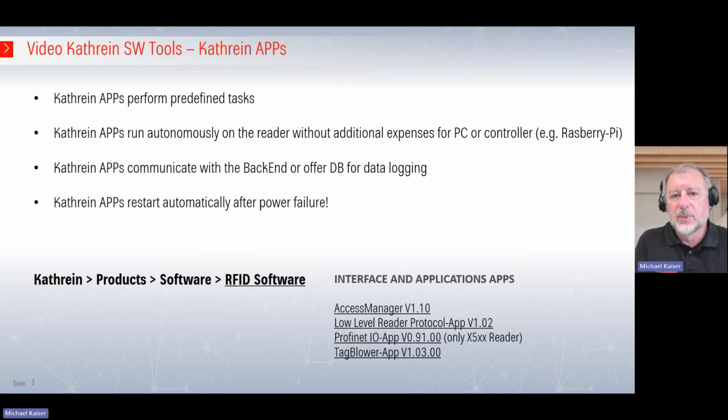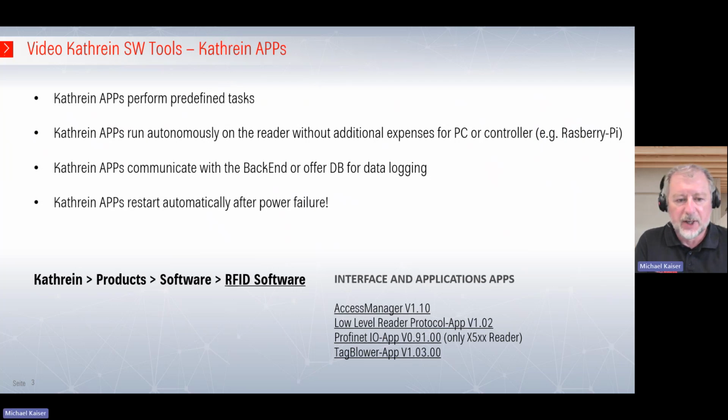The internal Linux controller built into the readers can handle this. You need no Raspberry Pi or an external controller. The apps communicate either directly with the backend system, or they build up a database for data logging. And then you can address this database and collect the data which is necessary. Finally, a very powerful point: when you have a power failure, when the power has been switched off and the reader comes back within 45 seconds, 60 seconds, the reader app will start automatically and the process will start again.